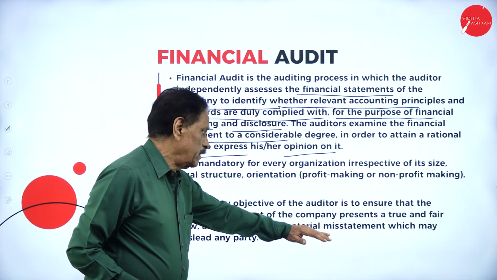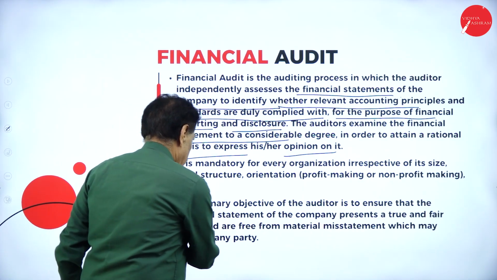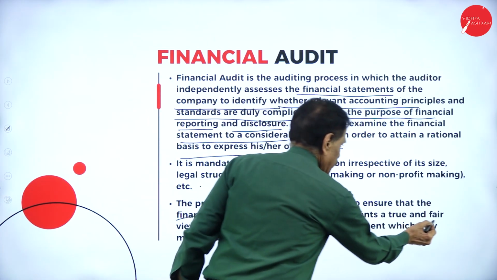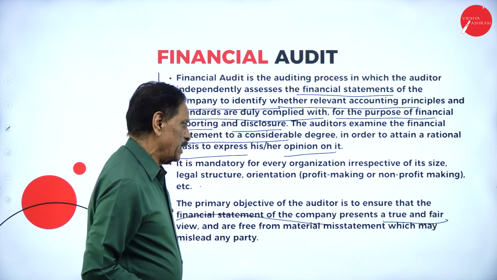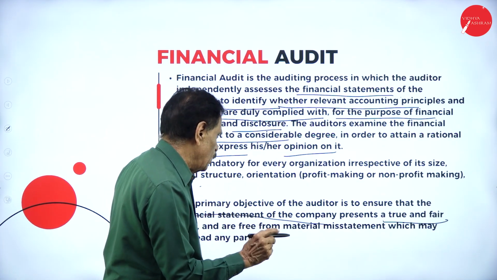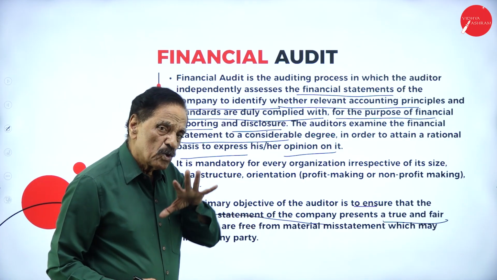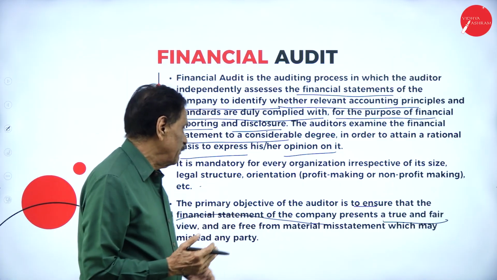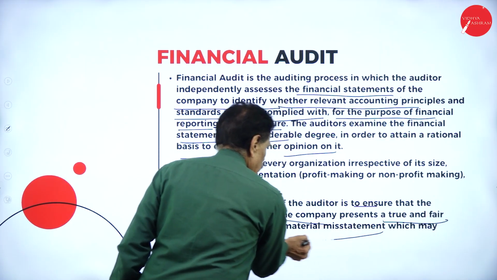The primary objective of the auditor is to ensure that the financial statements of the company present a true and fair view and are free from material misstatement which may mislead any party. So the financial audit ensures that the presentation is proper so that we can say that financially we are strong, which may lead to nothing else. So misstatement should not be there.